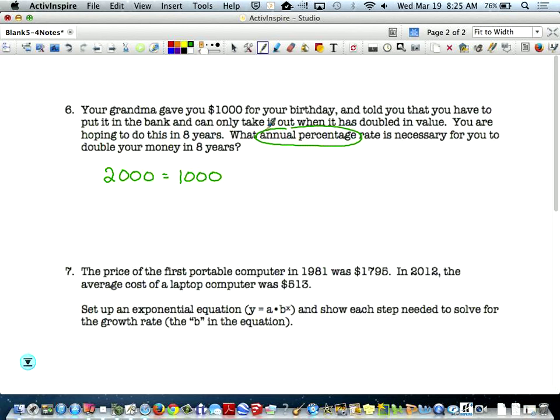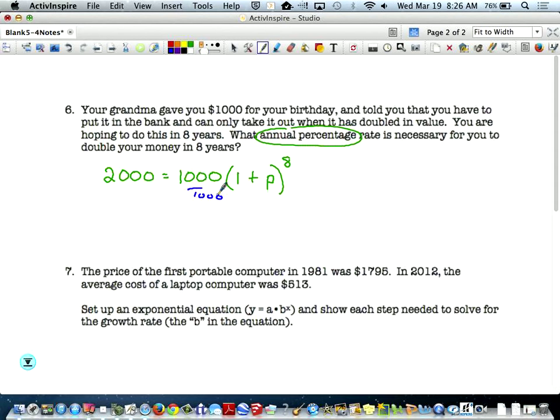What annual percentage rate? So what that is talking about is 1 plus the p value raised to the 8th power. If you remember a couple days ago, we talked about it. If you say 1 plus a decimal, your values are going to go up. If you say 1 minus, the depreciation is going to start going down. So in this case, a bank account, the money will go up. So 1 plus p. So what's the first thing we have to do?